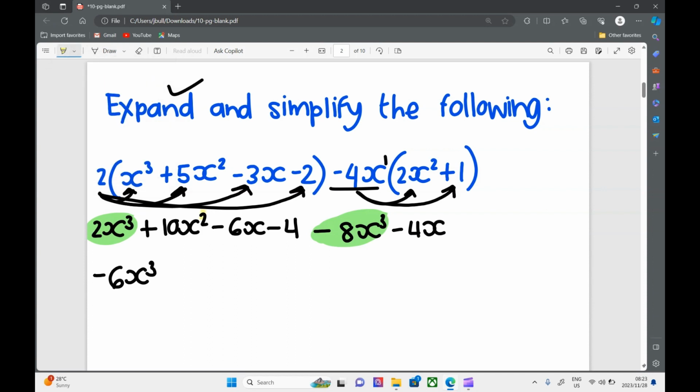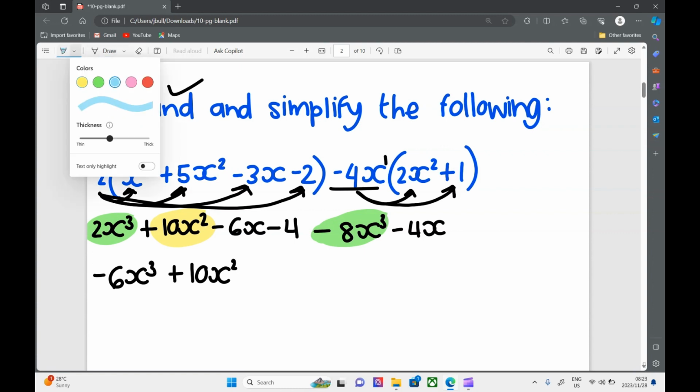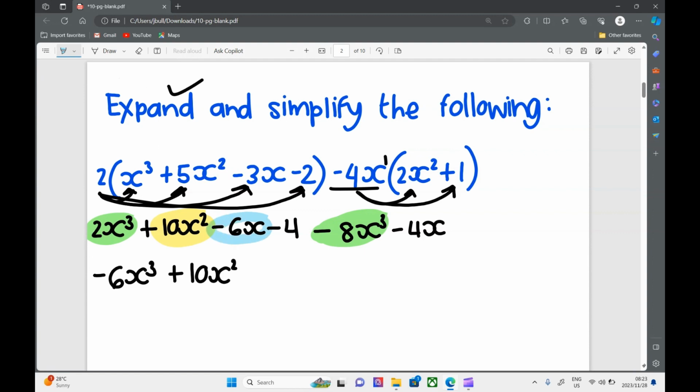Next, I've got 10x squared. Let's see if I've got any other x squared. That's all I've got there, so I just have to rewrite that one. So 10x squared. Next of all, let's just do the x's. So I've got minus 6x. Remember that sign in front. And minus 4x. Minus 6 take away another 4 is going to be minus 10x. And then finally, I've just got this minus 4 that's left over by itself.